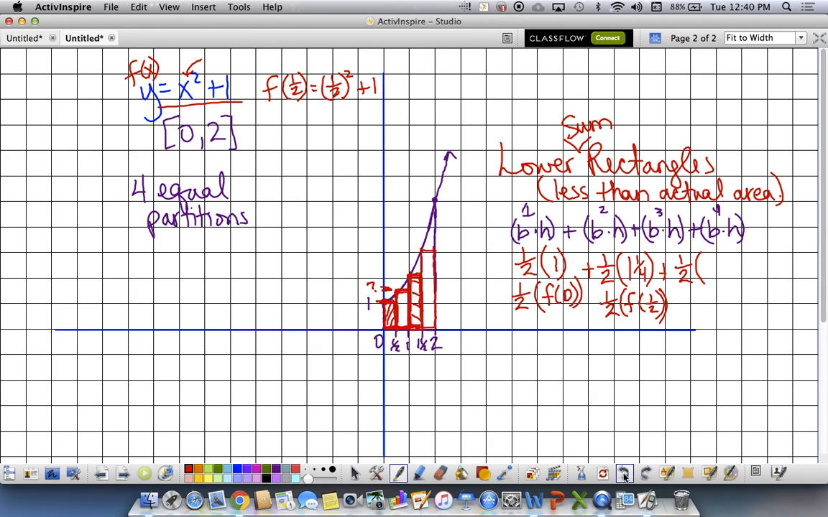My height? I got a 1/2 and my f of what? What point are we at? F of 1. What is f of 1? This one's not that hard. We can almost see that it's coming straight across to be 2. Okay? And now our last rectangle that's going here.